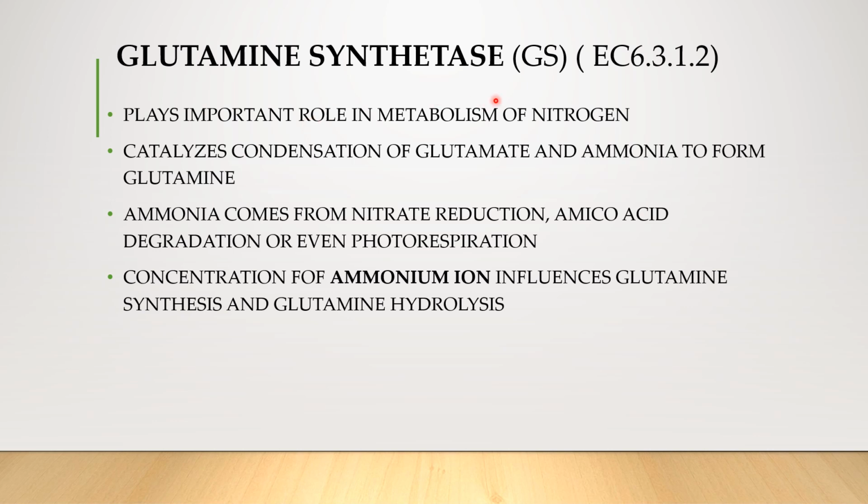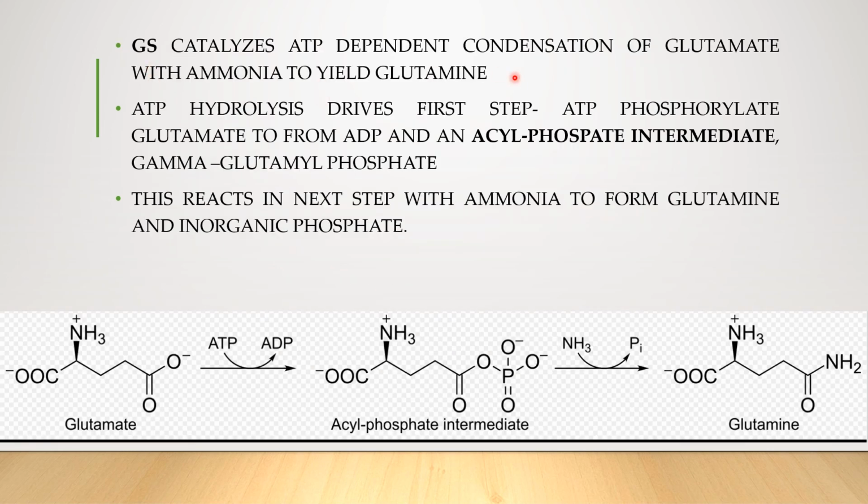Coming to glutamine synthetase, its enzyme commission number is 6.3.1.2, and it plays an important role in nitrogen metabolism. It catalyzes the condensation of glutamic acid and ammonia to form glutamine. The ammonia comes from nitrate reduction and amino acid degradation, or even from photorespiration. The concentration of ammonium ions is mainly responsible for glutamine synthesis and even glutamine hydrolysis. Glutamine synthetase catalyzes this ATP-dependent condensation of glutamate and ammonia to yield glutamine.